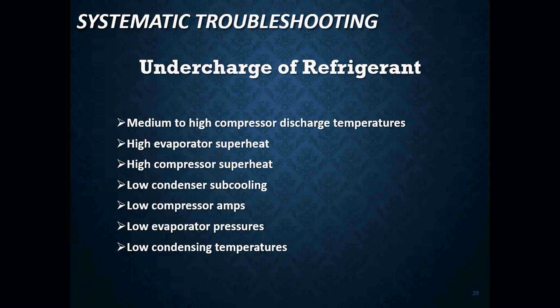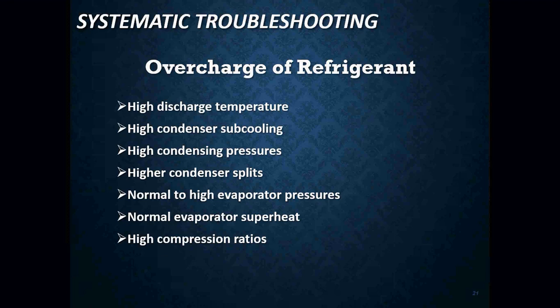Your high evaporator superheat, high compressor superheat, low condenser subcooling, low compressor amperage, low evaporator pressures, and low condensing temperatures. Those are all detailed signs of an undercharge of refrigerant.